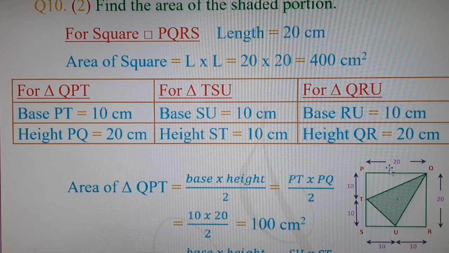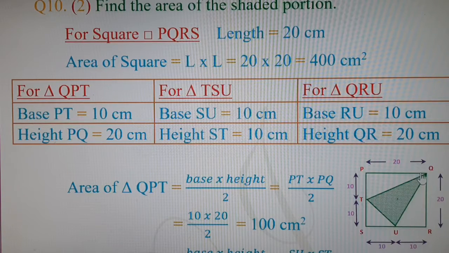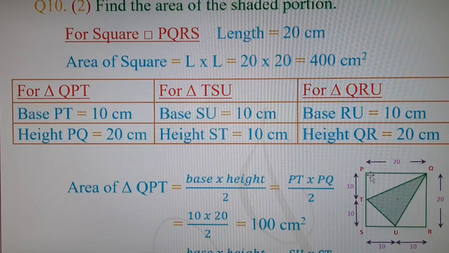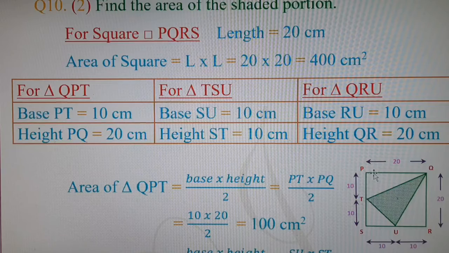Now we have to remember, whenever two sides of a triangle are given and they form 90 degrees, then one of them can be taken as the base and the other can be taken as the height. So here PQ can be taken as the base and PT as the height, or PT as the base and PQ as the height, because the angle formed between these 2 sides is 90 degree. In a square, we know that the vertices are of 90 degree. So for triangle QPT, angle P is 90 degree. Since angle P is 90 degree, we can take PT as the base and PQ as the height.